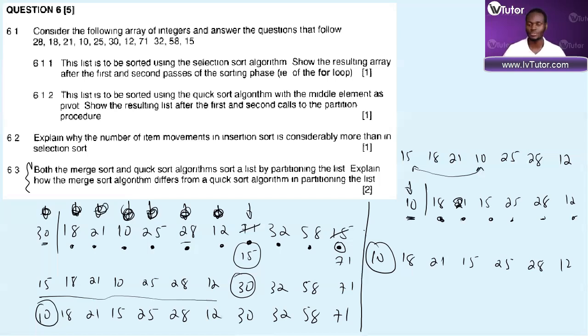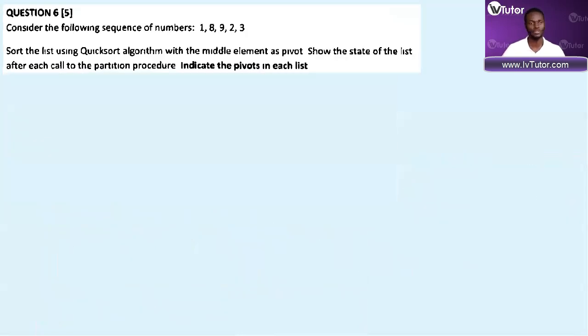So we'll talk about the merge sort in the next lesson. But as far as the quicksort is concerned, you just have to practice quicksort and keep on practicing quicksort. Maybe let's look at one last example on quicksort here, which is 1, 8, 9, 2, 3. They say use the quicksort algorithm.